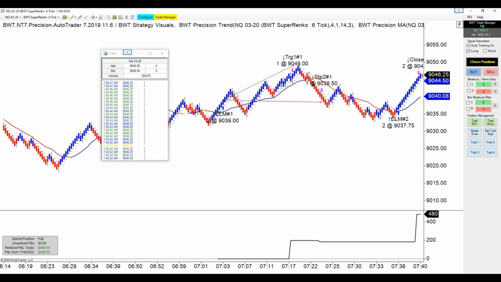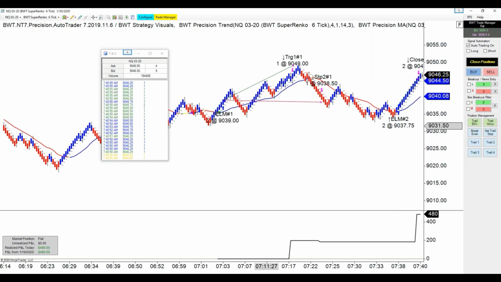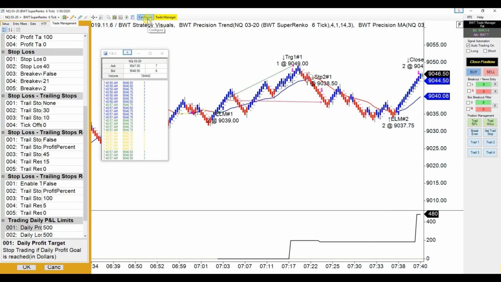Here we go, target hit. Glad to see they're doing what they're supposed to, and really did not even take so long. Pretty good. Okay, might have another trade before the pit session. We'll see.